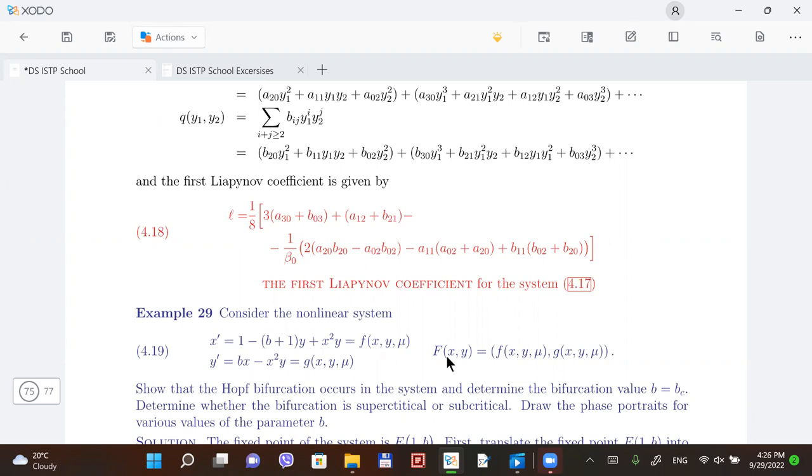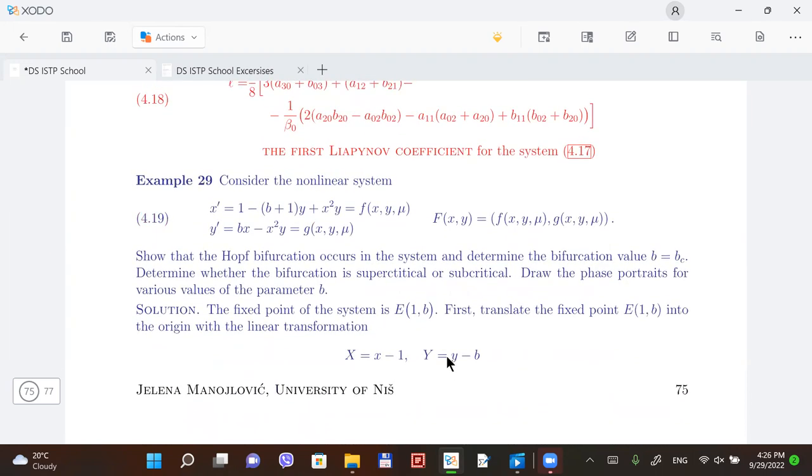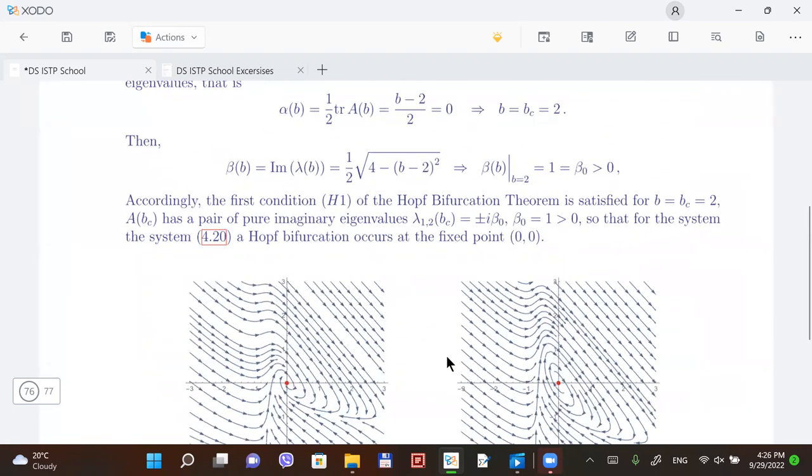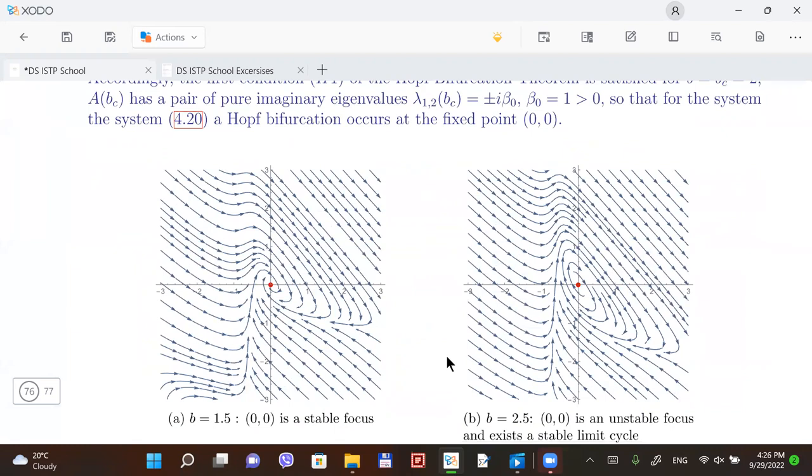So okay, I think I will stop it there. Any questions? Just two examples of the calculations. I will also have some in the exercises.